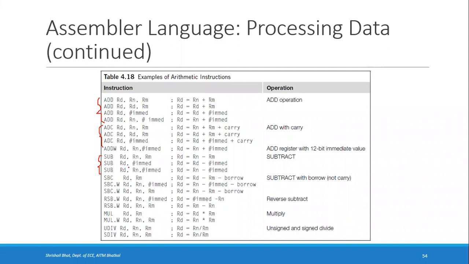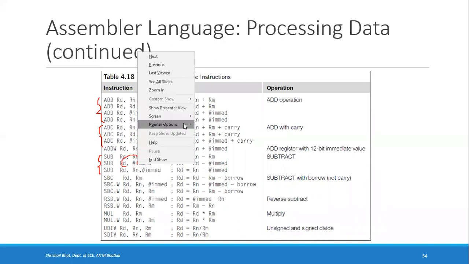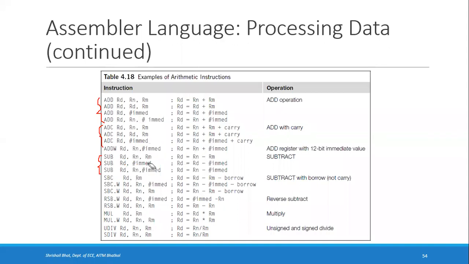Subtract RD, hash immediate means it will subtract RD minus the immediate and store the result in RD. Then you have subtract RD, Rn, hash immediate. What it will do is subtract Rn minus immediate and store the result in RD. Here it will not consider the borrow.